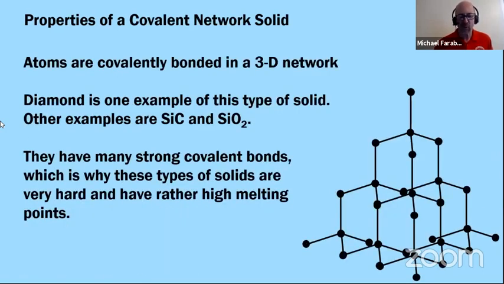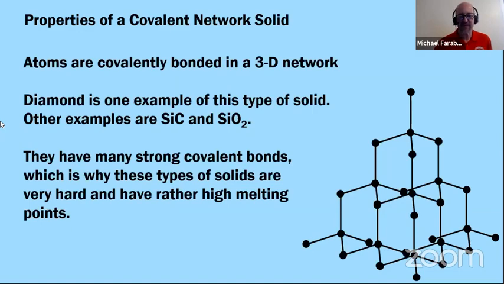Here we have a big network of atoms that are all covalently bonded in this large 3-dimensional network. So 2 examples are diamond and quartz. Another example is silicon carbide. They have many strong covalent bonds, so very hard and rather high melting points because it takes a lot of energy to break all those covalent bonds.